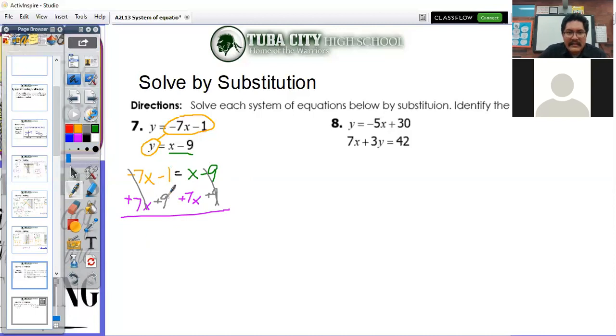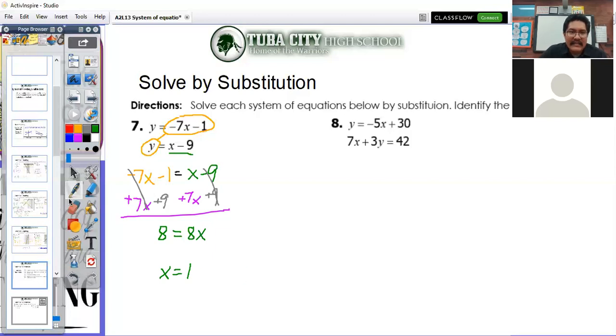And let me go ahead and combine these. 9 minus 1 is 8. And 7x and x will be 8x. And now I can ask myself, okay, what number times 8 can give me 8? Well, 8 times 1 is easy to figure out. I don't really need to divide both sides by 8, which I guess you can if you want.